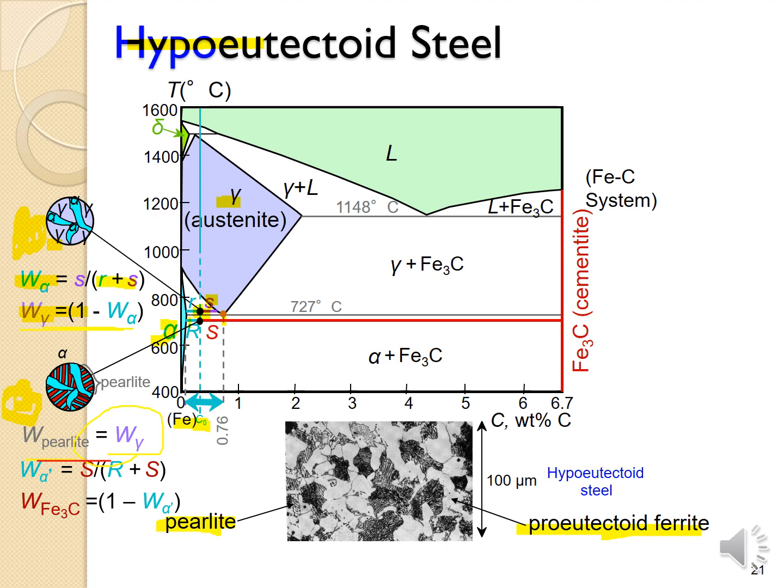Okay, and now those two are for the phase amounts. So we have alpha phase, we have the cementite, right? And again, we simply apply this lever rule. So the weight percentage of the overall alpha phase will be the capital S, this whole length here, over the entire length, R plus S, and the rest will be the cementite phase.